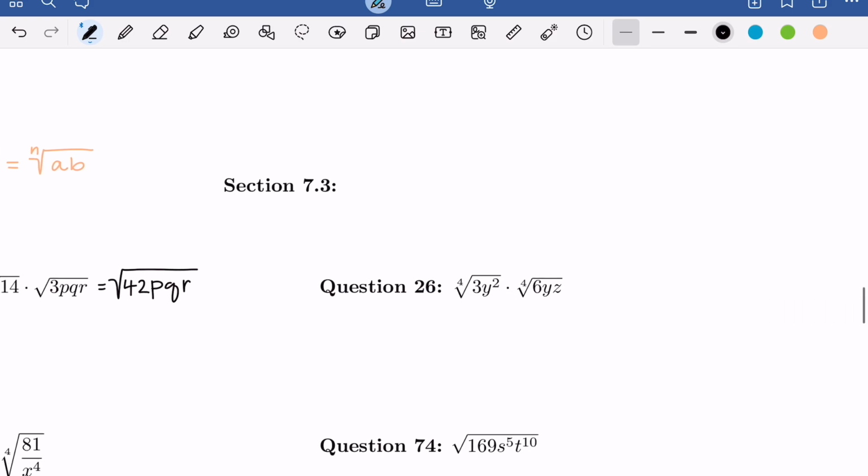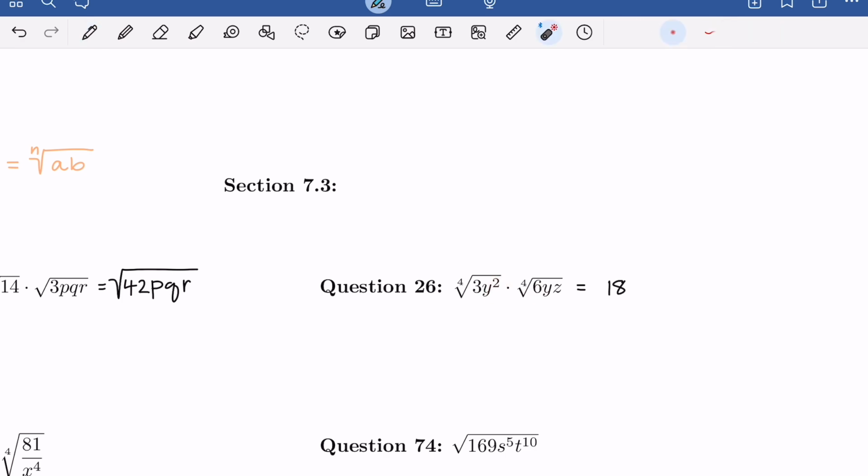Let's look at 26. Here we're multiplying two 4th roots, so that means we can just multiply everything under these radicals here. So we're going to multiply first 3 times 6, so that'll give us 18.